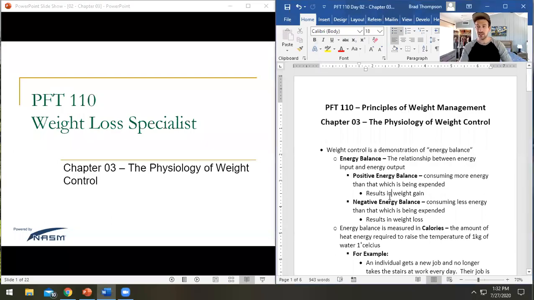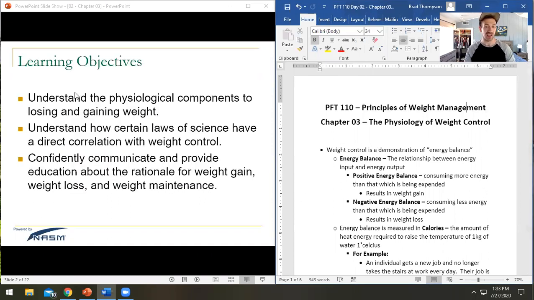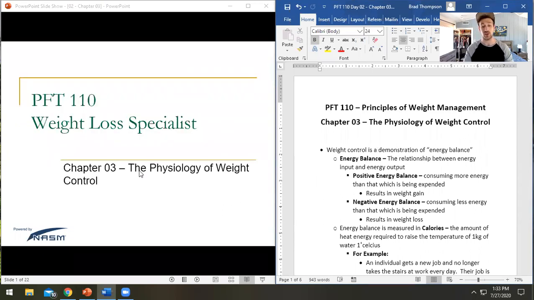Okay, let's go ahead and take a look at chapter 3 here of PFT 110. It's our weight loss specialist class, or Principles of Weight Management, but it's based on NASM's WLS certification. So we're going to talk today a little bit about the physiologic components of losing and gaining weight, because we are looking at the physiology of weight control today.